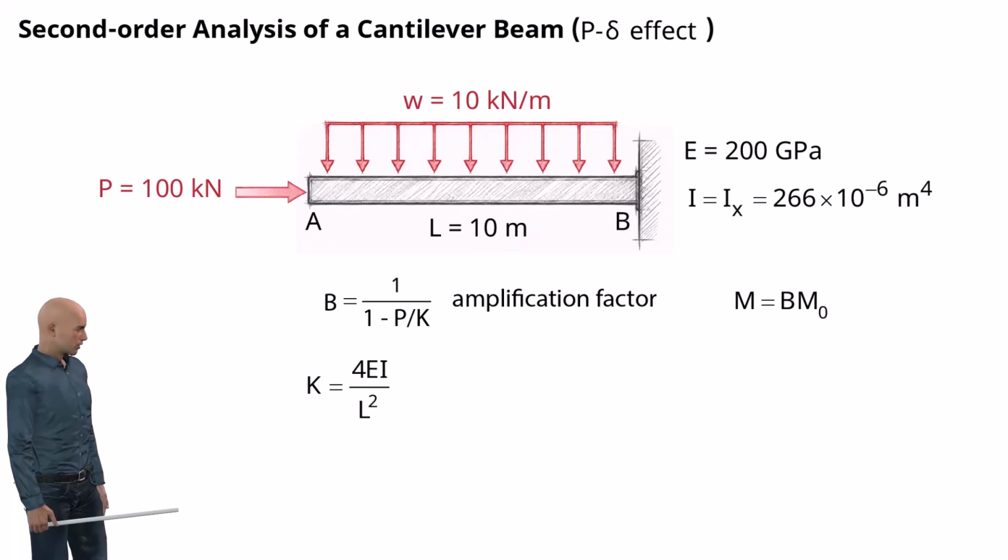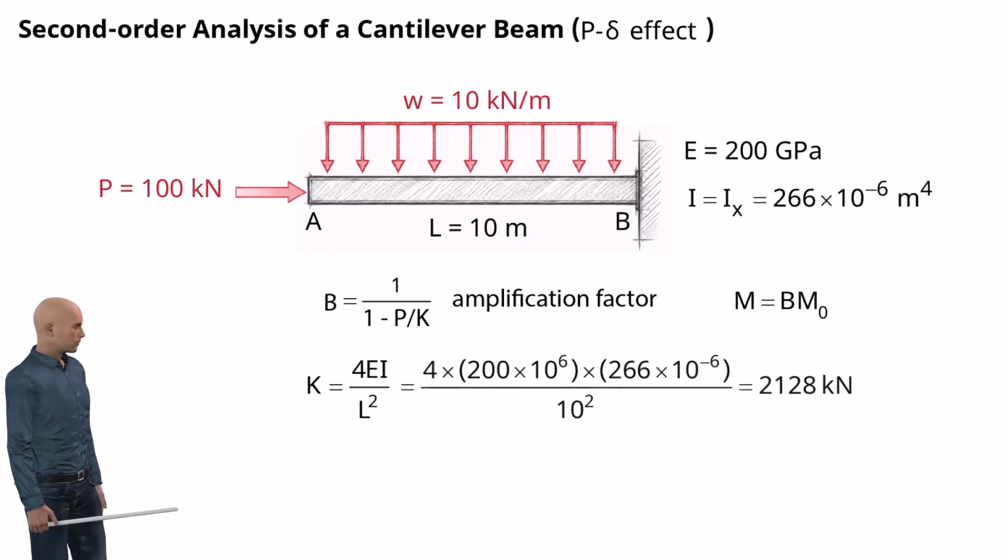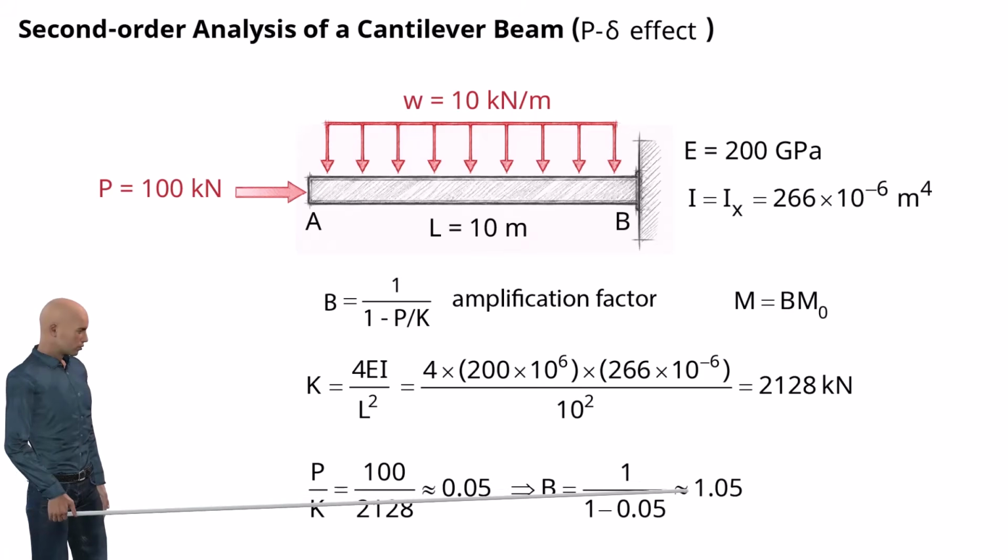For this cantilever beam, K is equal to 4EI over L squared. Substituting the given values, K evaluates to 2,128 kilonewtons. Now we calculate P over K. That is 100 divided by 2,128. This gives a value of about 0.05. So the moment amplification factor is 1.05.